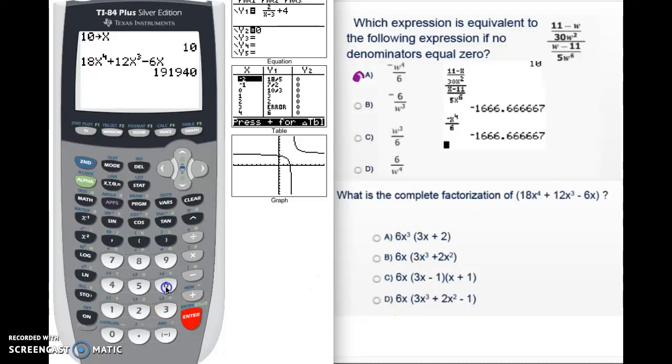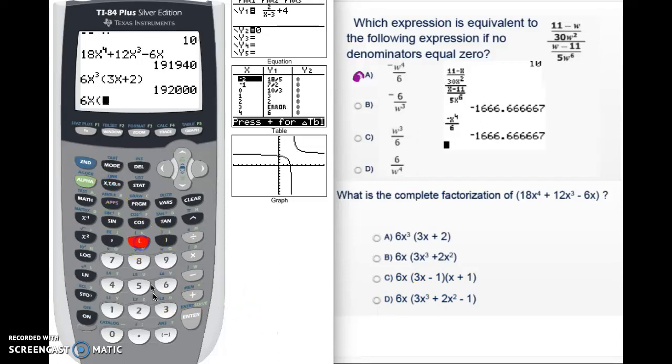So if you typed in the 6x to the 3rd with a parenthesis, 3x plus 2, and you hit enter, it's going to give you a wrong answer. They're close, but that is not right. If I go ahead and type in this last one, because I have a sneaking suspicion of what the correct answer is, 6x times 3x to the 3rd plus 2x squared minus 1, and there's our matching numbers.